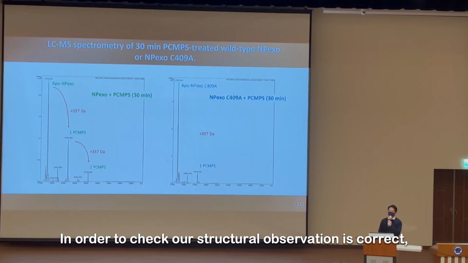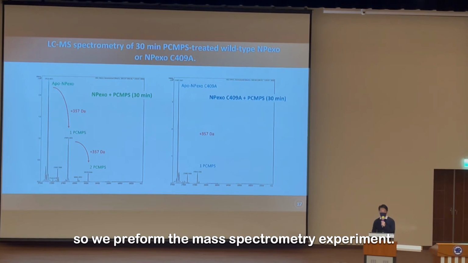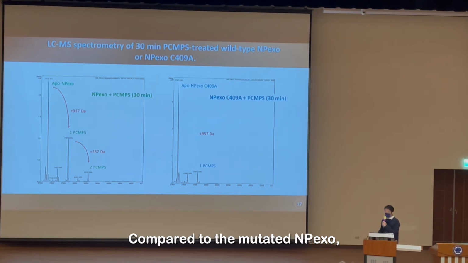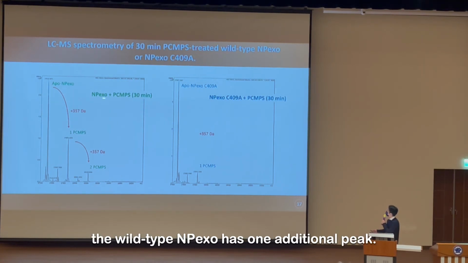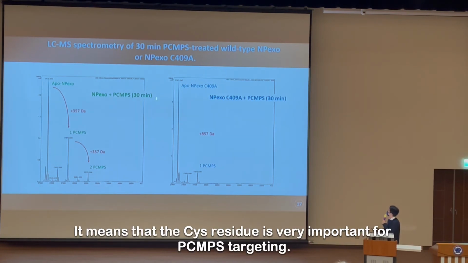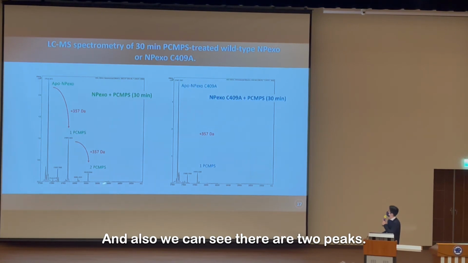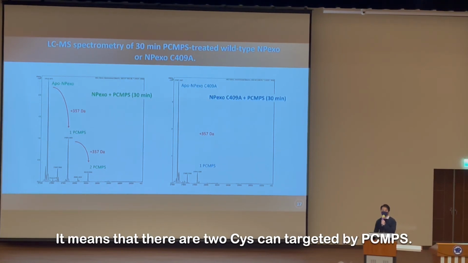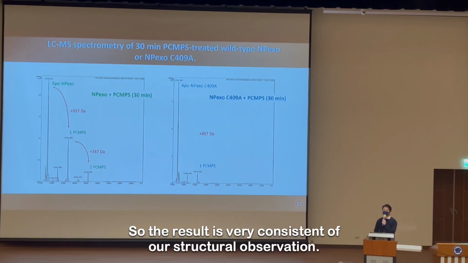In order to check whether our structural observation is correct, we performed a mass spectrometry experiment. Compared to the mutated NPexo, the wild-type NPexo has one additional peak. It means that the cysteine residue is very important for PCMBS targeting. And also we can see there are two peaks. It means that there are two cysteines that can be targeted by PCMBS. So the result is very consistent with our structural observations.